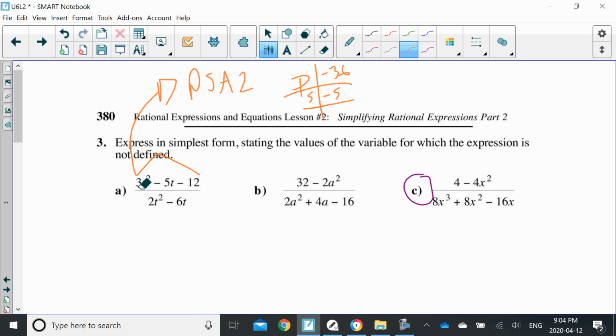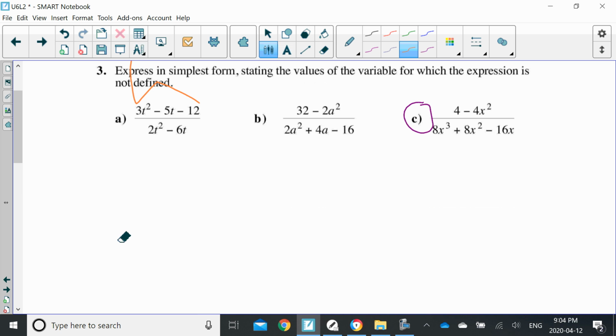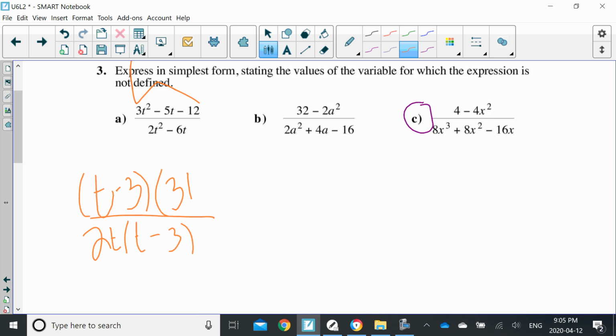Okay, so the numerator you would do PSA 2, and the denominator you would factor out a 2t, and you would get t minus 3. And just to let you know, I want you to pause the video, see if you could factor that numerator. So see if you could do it correctly. If you did it correctly, your answer should be this. Your two factors for PSA 2 would be t minus 3 and 3t plus 4.